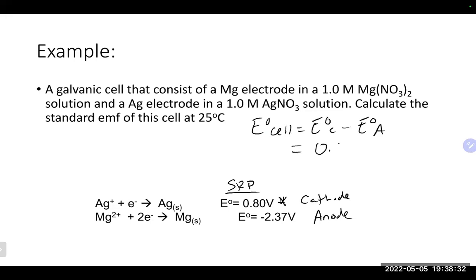So my cathode being 0.8 volts minus my negative 2.37 volts yields me 3.17 volts, which is a positive voltage, which is actually a good thing. Positive voltage is good, spontaneous. Negative voltage, not so good, not so spontaneous there. Again, sort of like putting the batteries in backwards, basically just flipping it back around and it'll work again. Question on that one there? And obviously, if you chose to flip the sign for the anode, you would turn it into a positive 2.37, then add it to the 0.8. And again, that's perfectly fine to do as well.